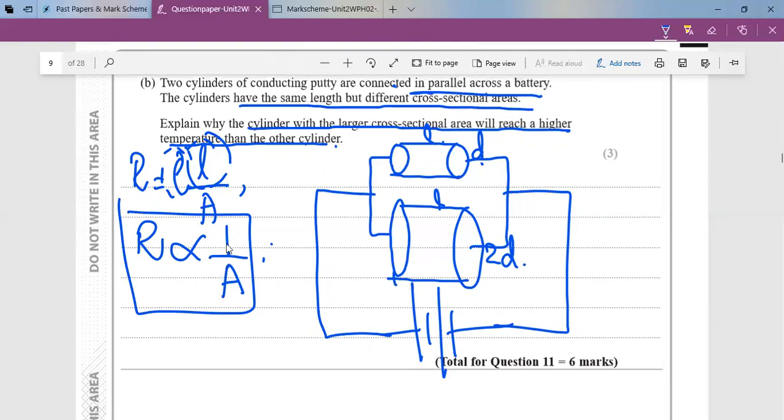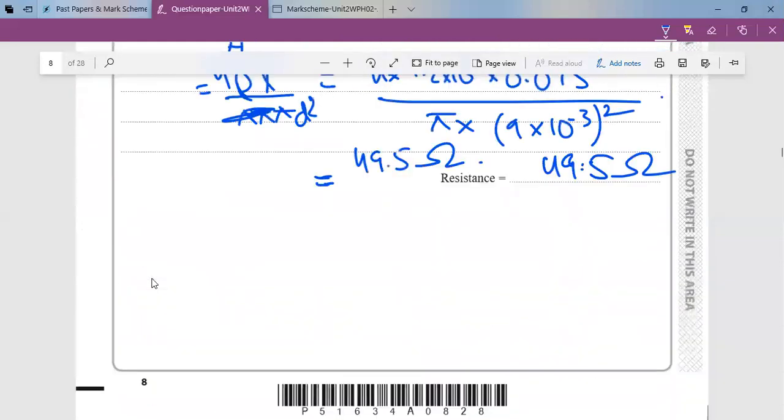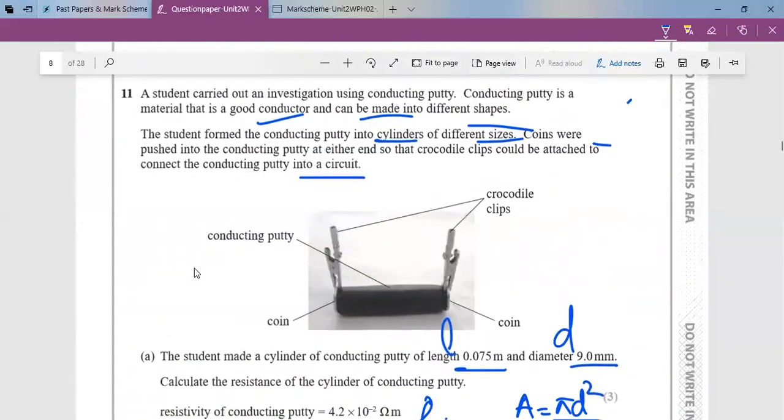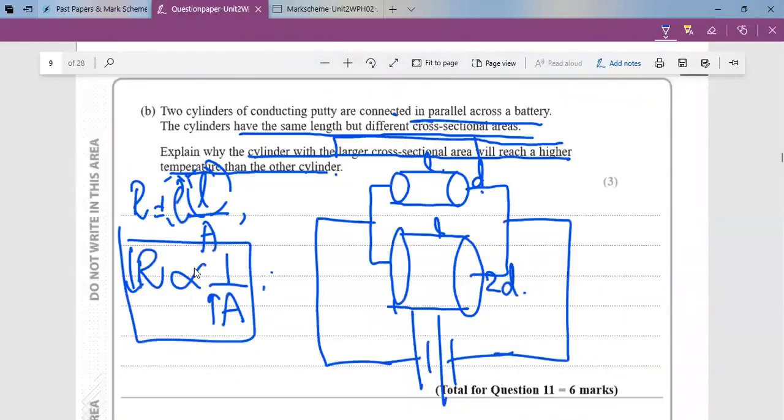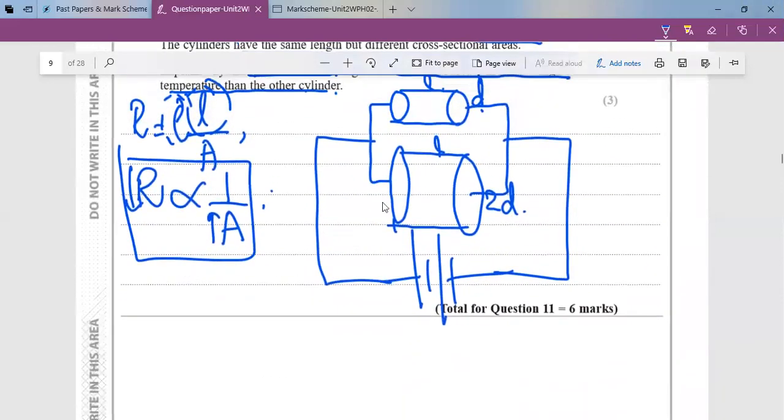Now, they're asking us why the cylinder with a larger cross-sectional area will reach a higher temperature than the other cylinder. Okay, greater cross-section. That means lesser resistance. That means higher temperature? Lesser resistance, higher temperature, that's the case of semiconductors, not the conducting putty. They didn't tell us if this is a semiconductor or not. You have to think about this. Lesser resistance has some other effect as well. It just makes sense for the area to increase.